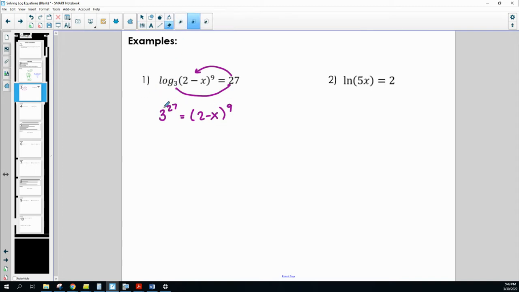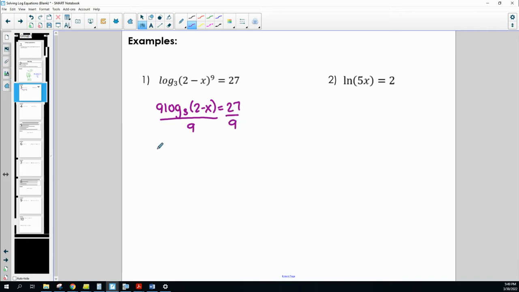So instead of doing that, we want to remember our properties of logarithms from last class. We see an exponent here of 9. That means that the 9 can go down in front. So this will become 9 log base 3 of 2 minus x equals 27. Now the 9 is being multiplied to the log, so I'm going to get the log by itself by dividing by 9. These 9s will cancel out. So we have log base 3 of 2 minus x is equal to 3. Now these are a lot easier numbers to work with.